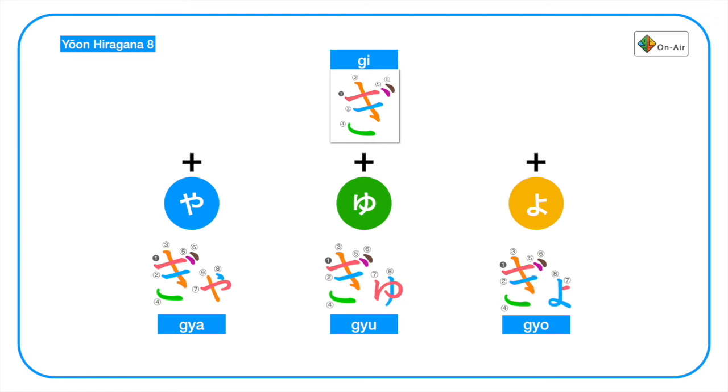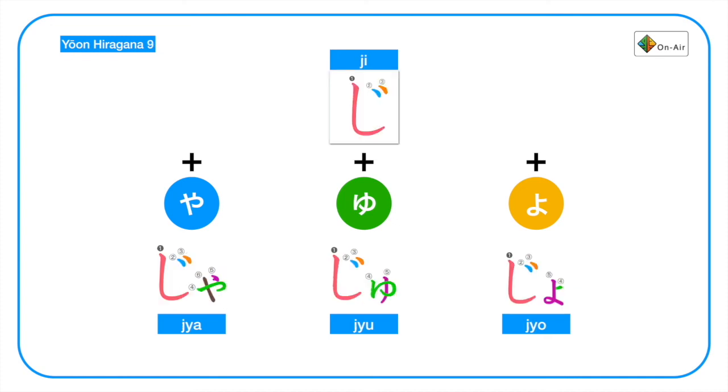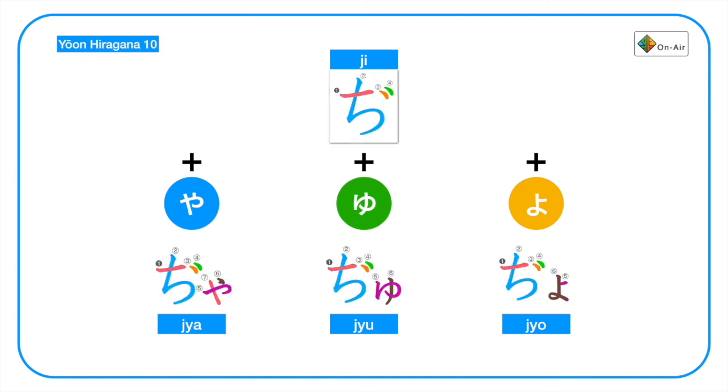Next, we have the dakuon letters plus the ya, yu, yo. So start with ki. So gya, gyu, gyo. Gya, gyu, gyo. So shi with double dot pronounced as ji plus ya, yu, yo. We have ja, ju, jo. The dakuon of chi, ji plus ya, yu, yo. So becomes ja, ju, jo. Again, it is the same as the previous ji, the shi with double dot.